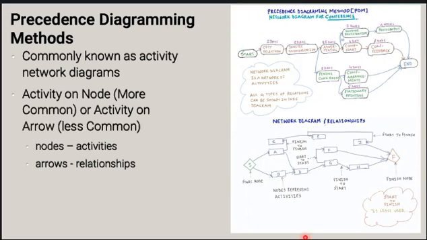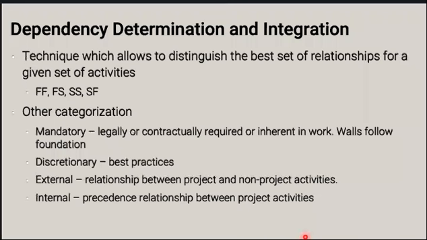And then we're also going to use dependency determination and integration, which is kind of a technique which helps us to figure out what mix of relationships would be best suited for activities. And already we looked at the four possible relationships: the finish to start, start to start, finish to finish, and start to finish.